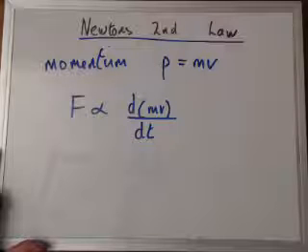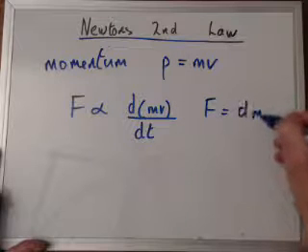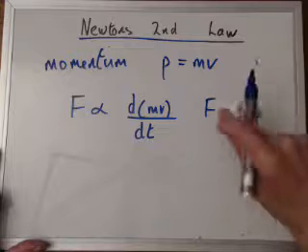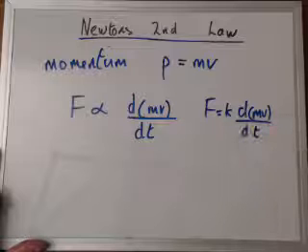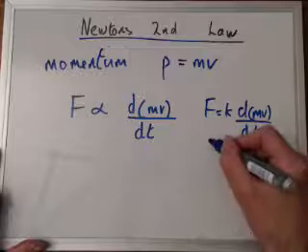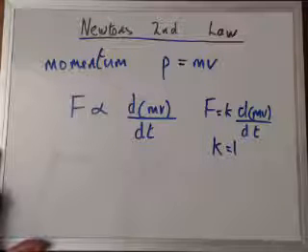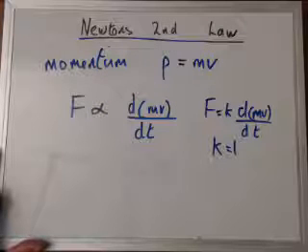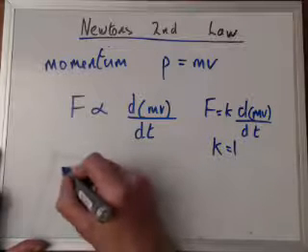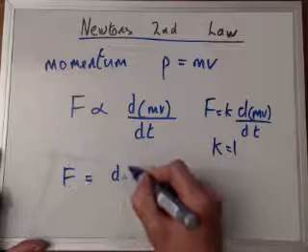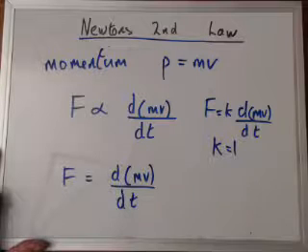Now, this can also be written as F equals a constant. From the proportionality, we can write F equals a constant K multiplied by the rate of change of momentum. In the case of Newton's second law, K is equal to 1, because the newton is defined as the force that would accelerate a kilogram by 1 meter per second squared. So by the SI definitions, we get K equals 1. So therefore we can write that force is equal to d(mv) by dt, like that.